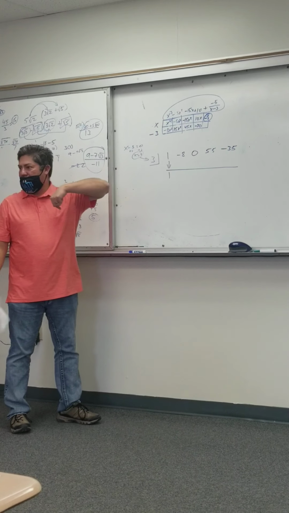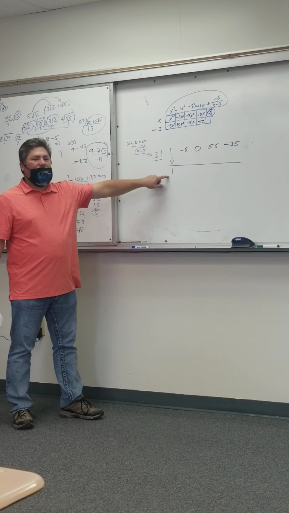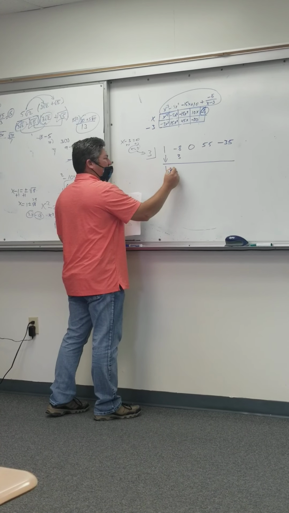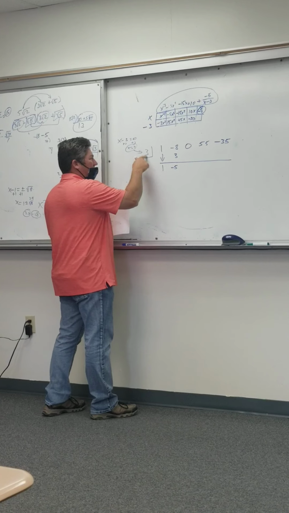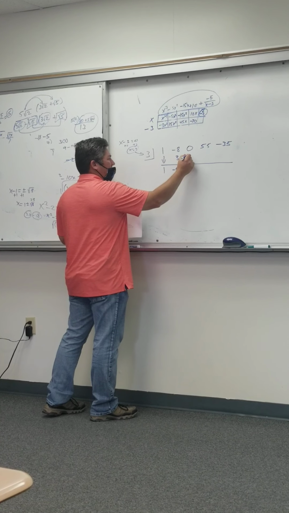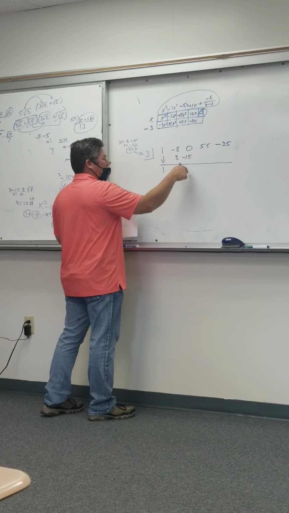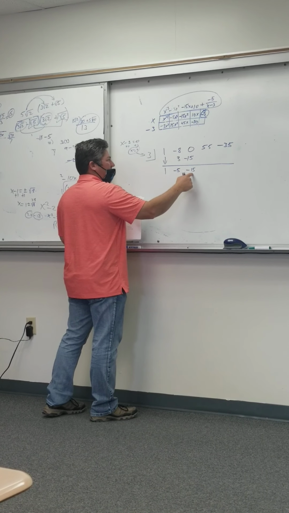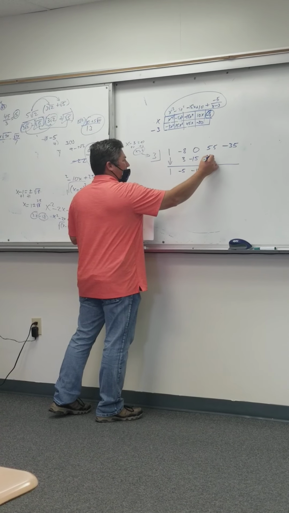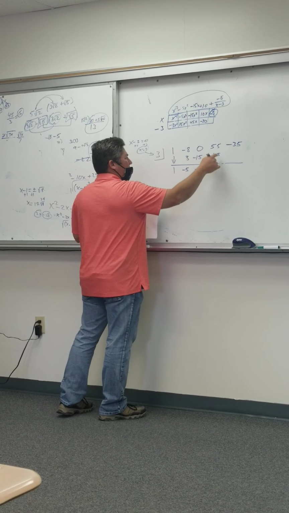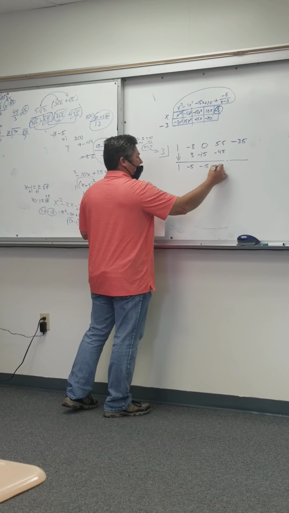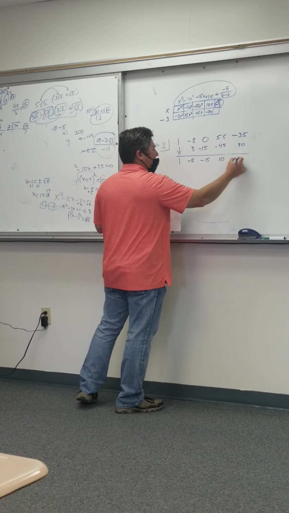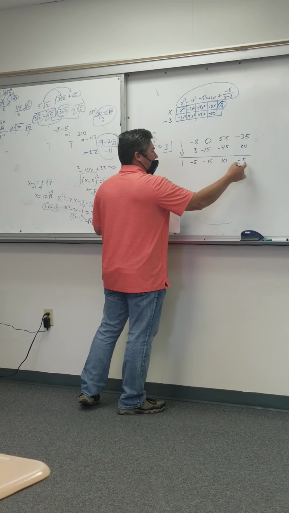Now I just multiply and add all the way across. Multiply, 3 times 1 is? 3. 3 minus 8 is? Negative 5. Negative 5 times 3 is? Negative 15. Negative 15 plus 0 is? Negative 15. Negative 3 times negative 15 is? Negative 45. 55 minus 45 is? 10. 3 times 10 is? 30. Negative 5. That's the remainder.